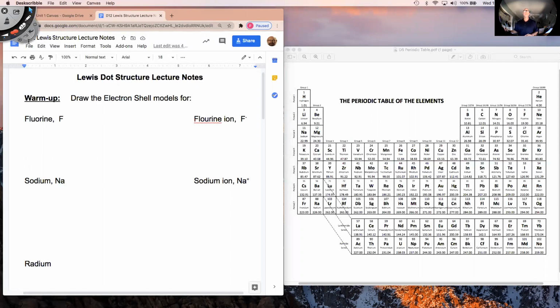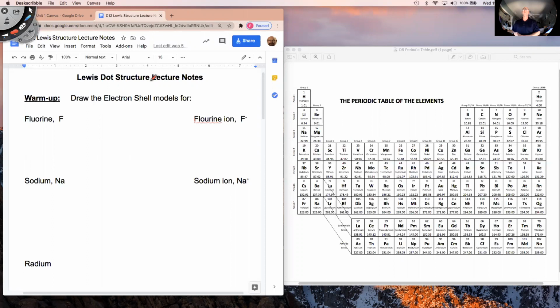So we are going to be talking today about Lewis dot structures. Lewis dot structures are going to take the place of some of the things we've been learning. So I am going to try to get this lecture done in about 20 minutes. If I go a little bit too fast, please slow it down.